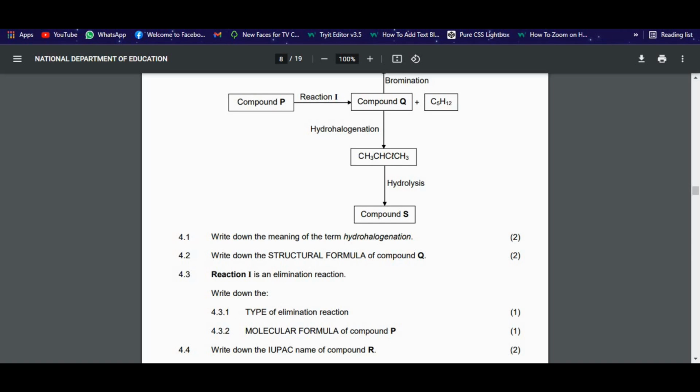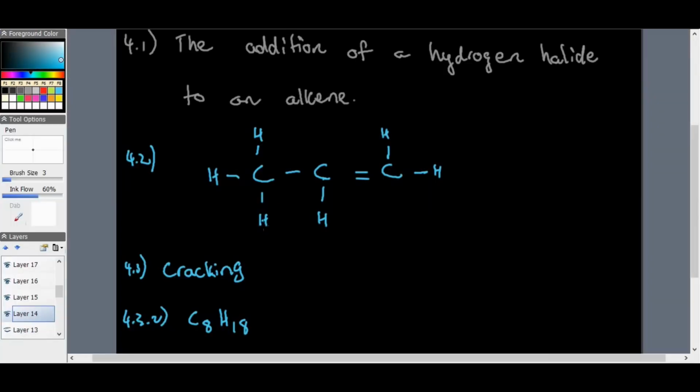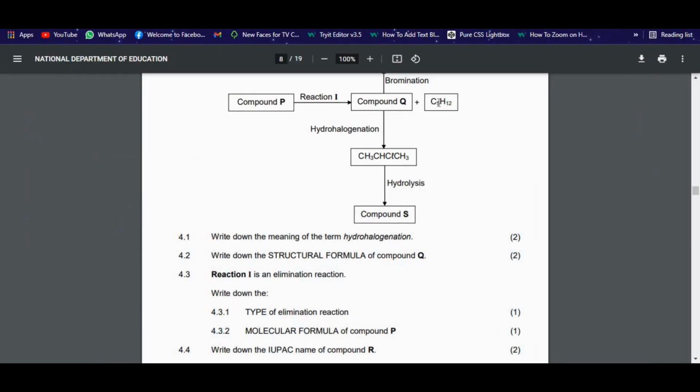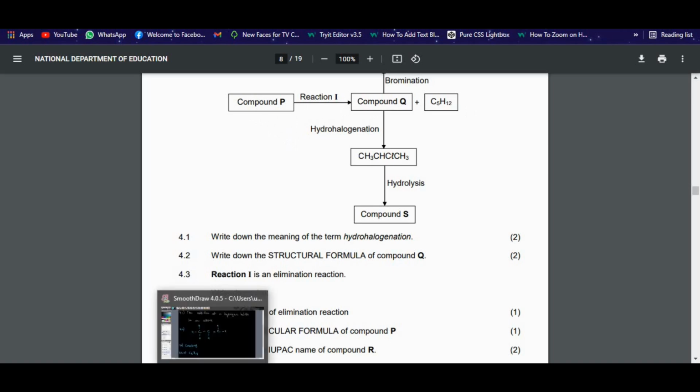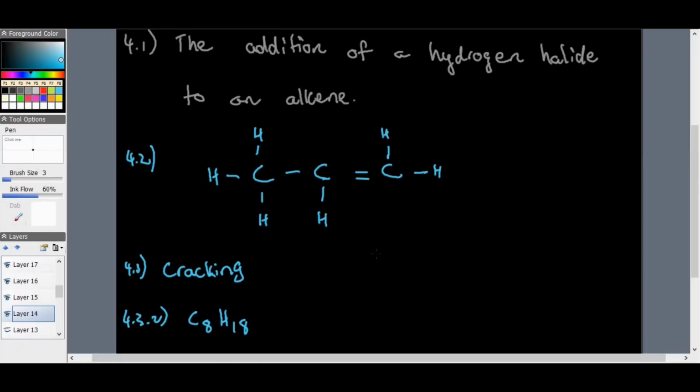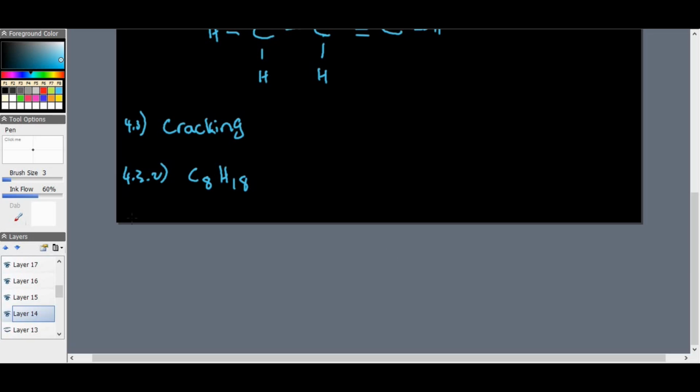Okay, let's just check how many hydrogens I have. 1, 2, 3, 4, 5, and 6. Okay, there we go. C5H12, compound Q, 6, bring it all together, C8H18.